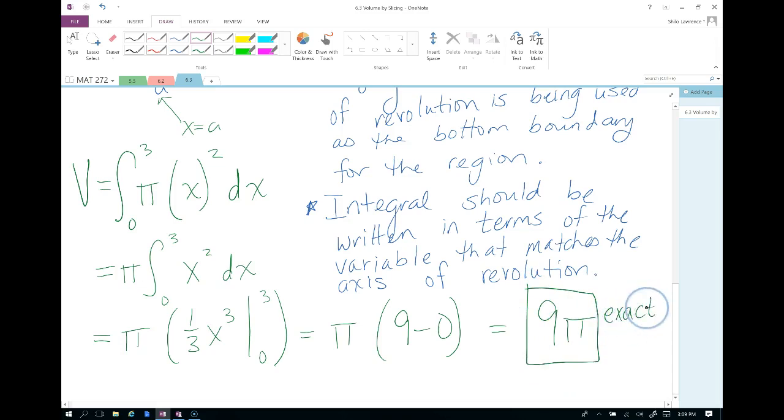If we actually plugged the pi into the calculator and used that to help us with the integration, you would just get an approximate answer. And our calculator would actually say about 28.27. So be really careful when you're doing these problems. Check to see whether you're being asked to find an exact answer or an approximate answer. That's really important. Almost always we want an exact answer.